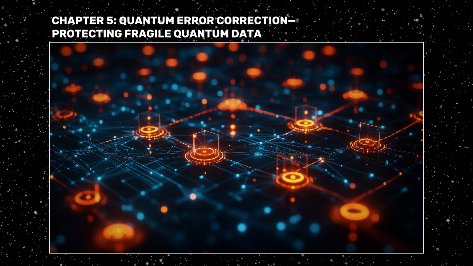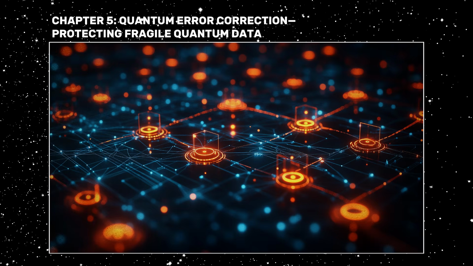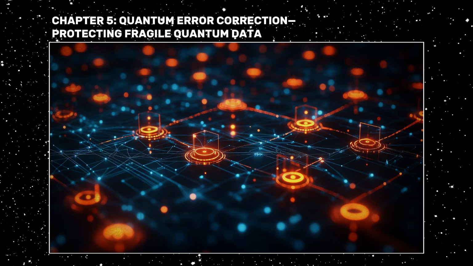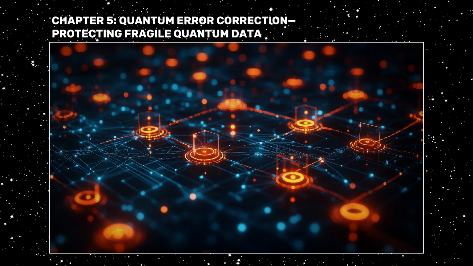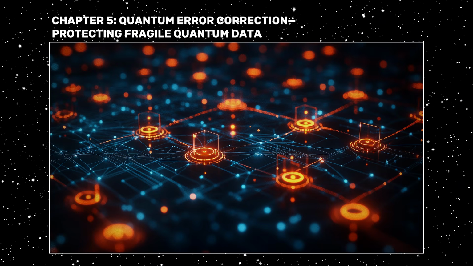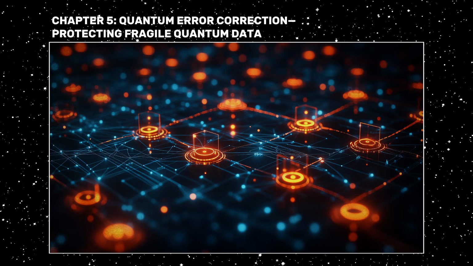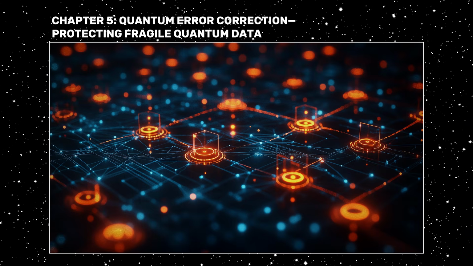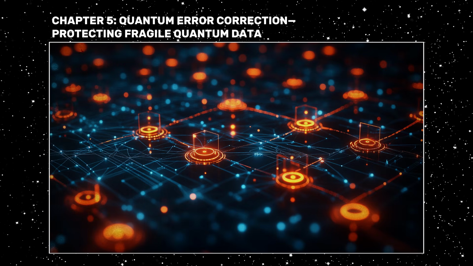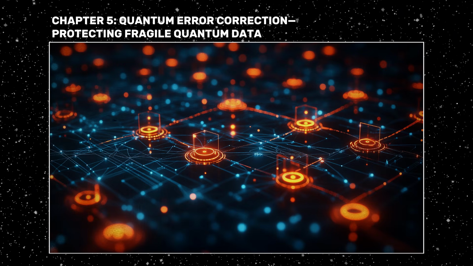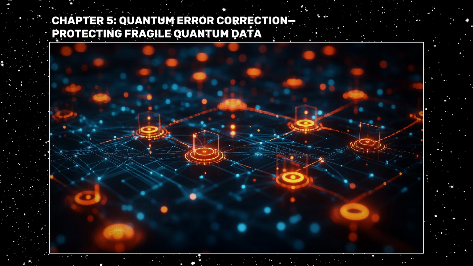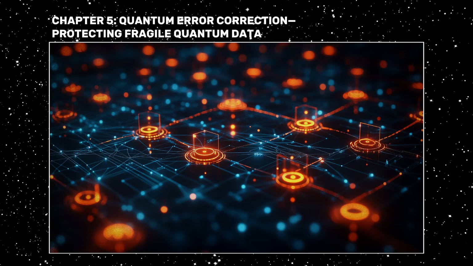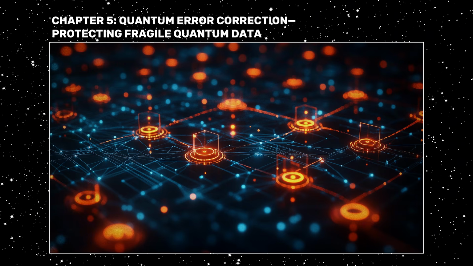deeper connections between information theory, physics, and computation. By understanding and mitigating errors at a fundamental level, we gain insights into the interplay between noise, redundancy, and coherence, revealing principles that may inform new approaches to computation and communication in the quantum era. In protecting fragile quantum data, we safeguard both our technological aspirations and our pursuit of knowledge at nature's most fundamental level.